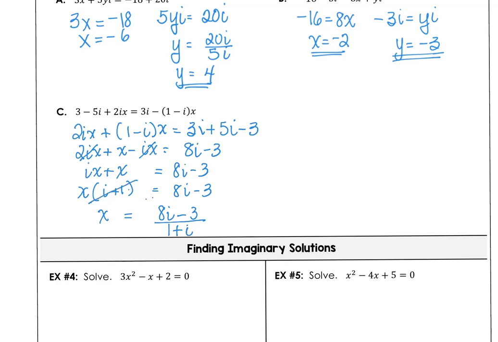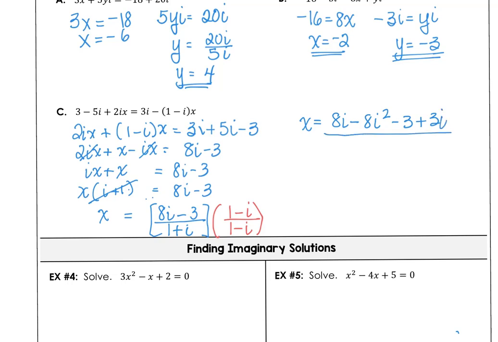And at this point with this fraction, our next step would be to rationalize the denominator by using the conjugate pair 1 minus i. So I'm going to come up here. x is 8i minus 8i squared minus 3 plus 3i, and then divided by 1 minus i squared.